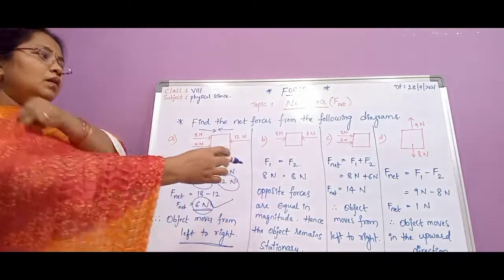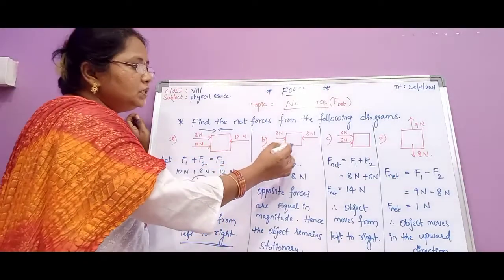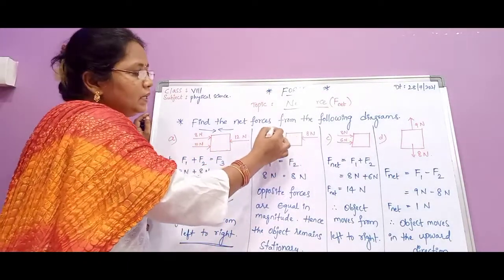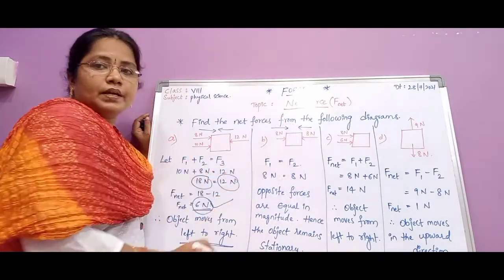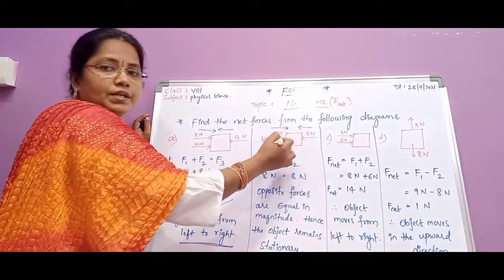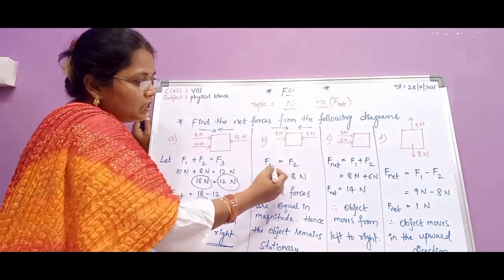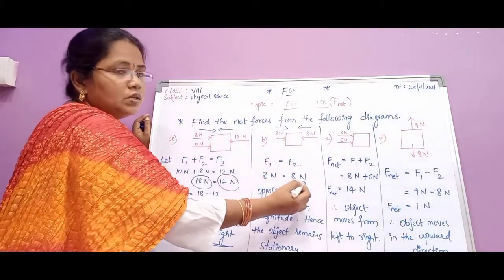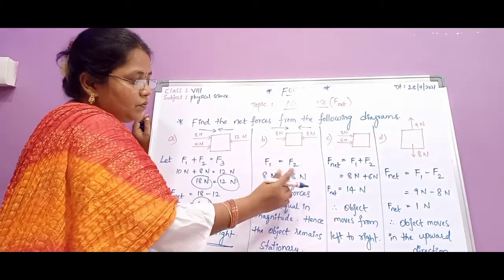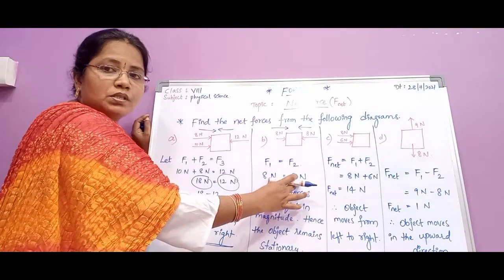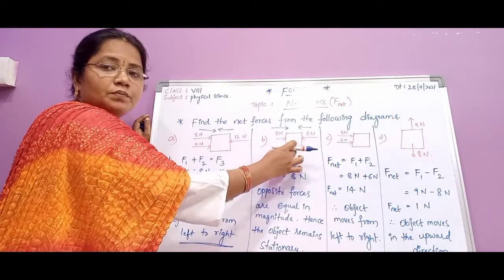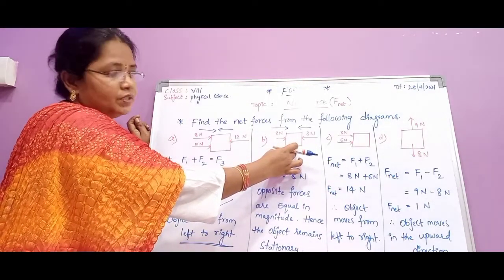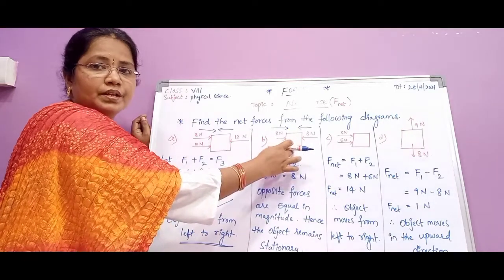Here also I have represented one object. Upon this object, two forces are acting. One is acting in this direction, 8 newtons force, and in this direction also 8 newtons force is acting. Both are in the opposite direction and both are of equal magnitude. See here, 8 newtons is equal to 8 newtons. If the forces in opposite directions are of equal magnitude, this object does not move to any side. It will remain constant. It will remain stationary.